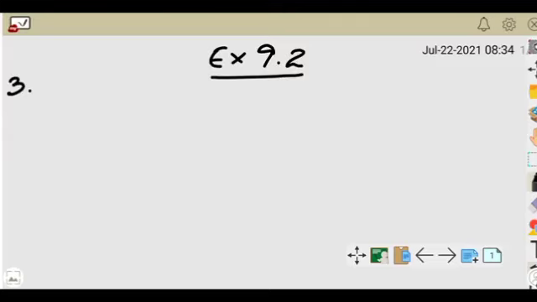We have question number 3. I'll read the question for you. In a class of 40 students, so what we know is there is a class. In that particular class we have 40 students. I'll write here 40 students.